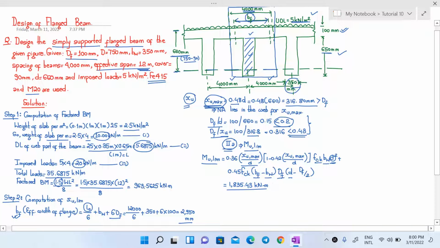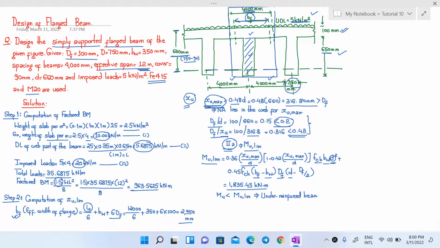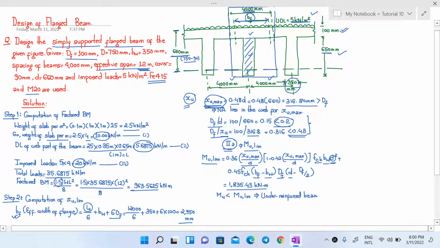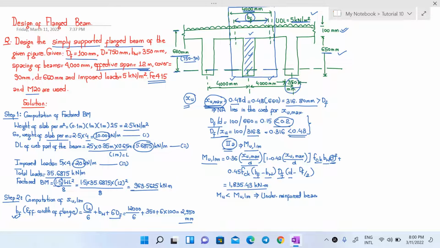Now let us compare. Our factored bending moment is 963, which is less than our value of Mu limiting. So we can design an under reinforced beam. If this Mu limiting value was less than the value of Mu, then you have to design a doubly reinforced beam or change the section of the flanged beam altogether. But since here we are already given fixed dimensions, we have to design a doubly reinforced beam.